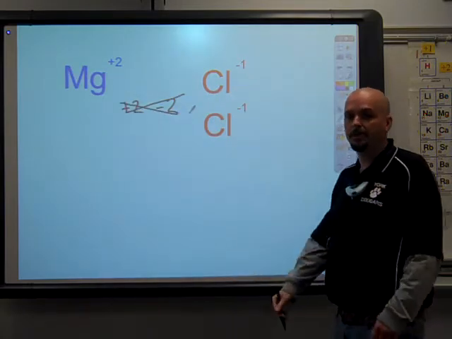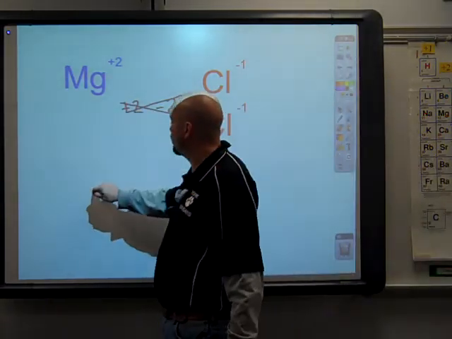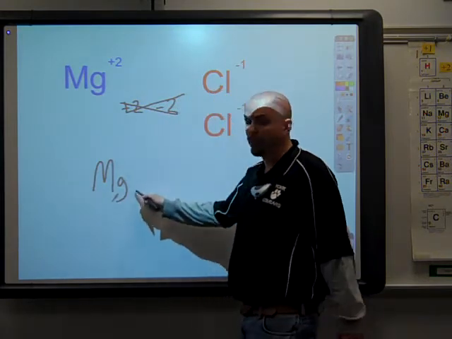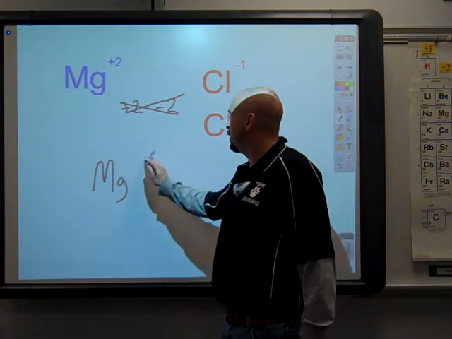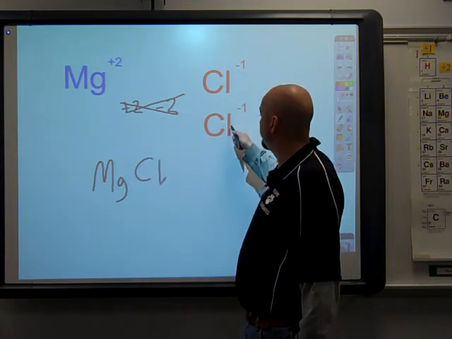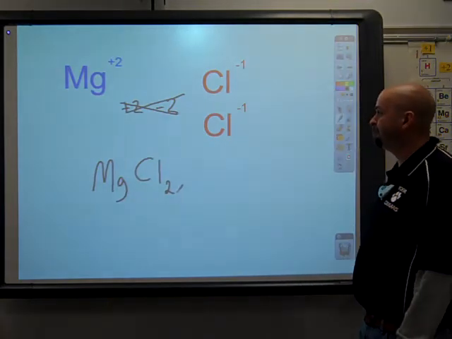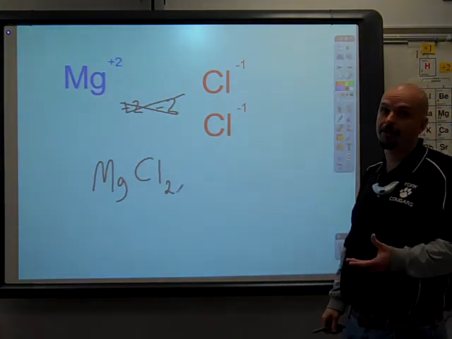Those cancel out. To write the formula, again, I start with the metal. There's only 1 of them, so we leave it blank for the subscript. Then I write my nonmetal. There are 2 of those. Subscript 2 to show that. Again, it's all about charge cancellation.